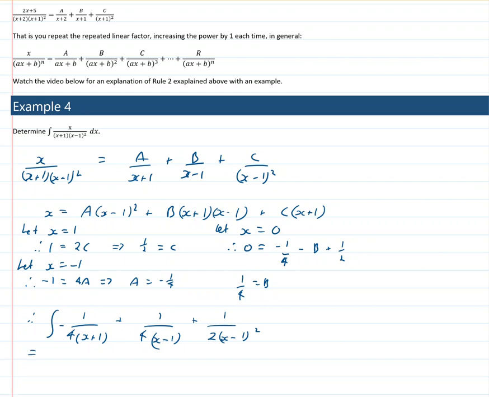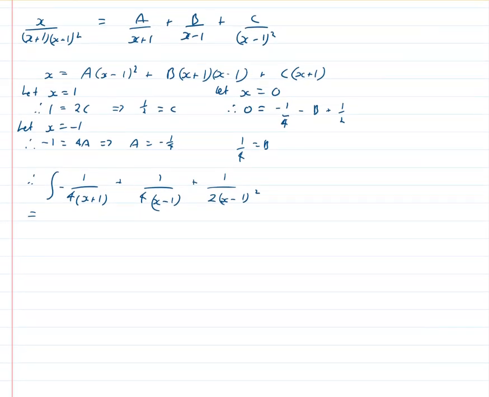Okay, so integrating this. The first one's not too bad. It just becomes negative 1/4 ln of x plus 1. Plus pretty much the same thing, except we've got x take 1. Now this, we can't use ln, right, because it doesn't really work with this. So let's talk about integrating this. So if we just look at integrating that by itself, right, we can't use ln. You'll find if you go to do it, it doesn't work really.